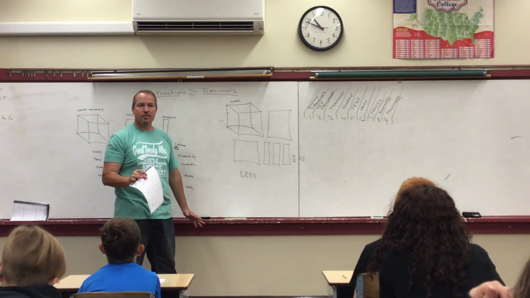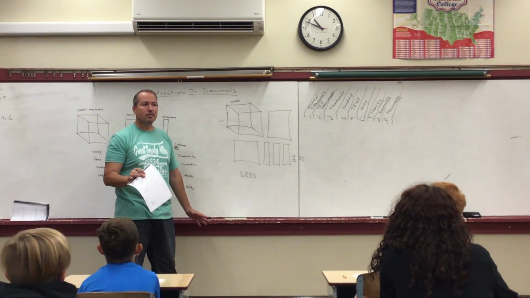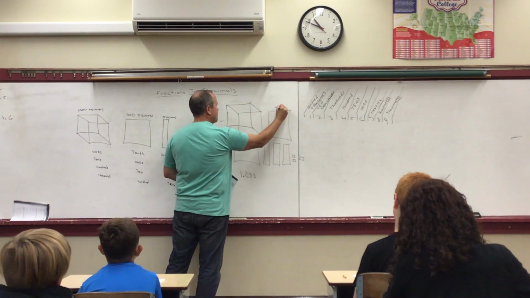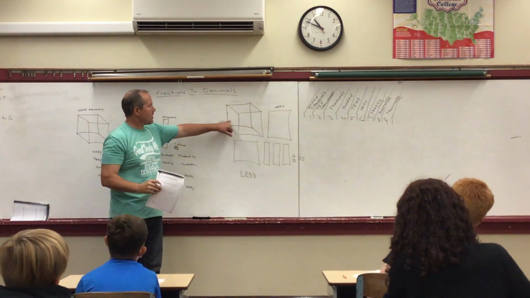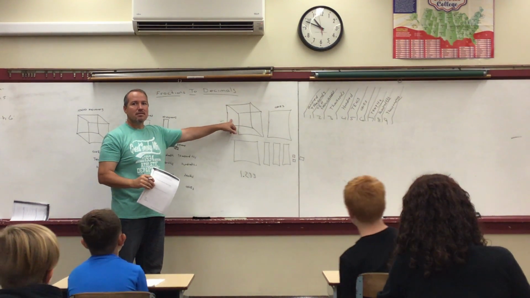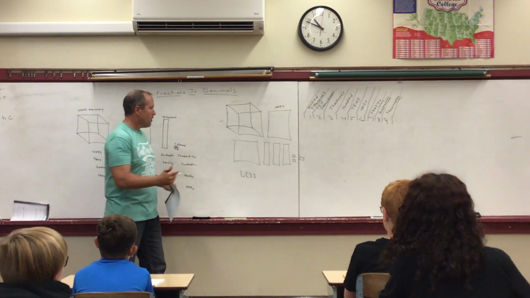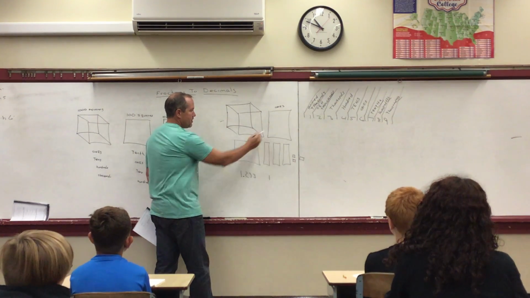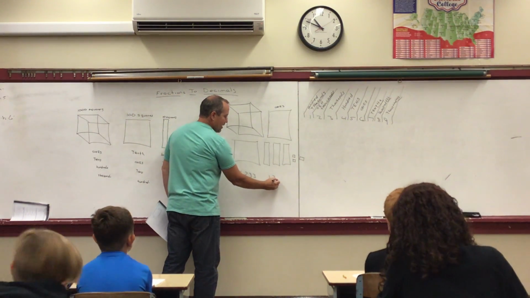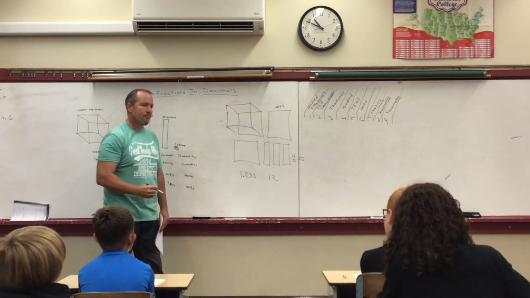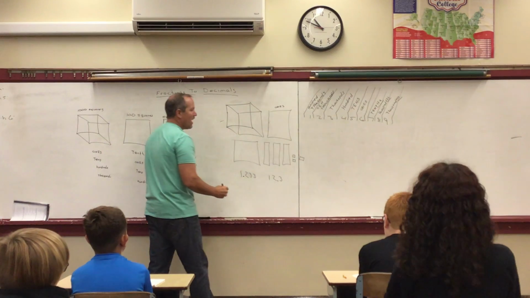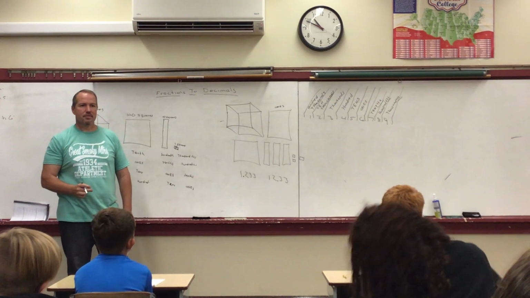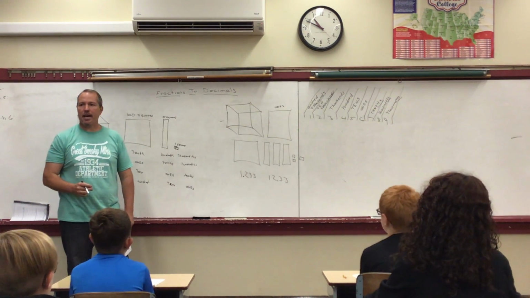Does that make sense? Is that clear? If this represents the ones place, that means that this represents the tens. How many tens do we have? 1. How many ones do we have? 2. How many tenths do we have? And then how many hundredths do we have? 3. Okay?